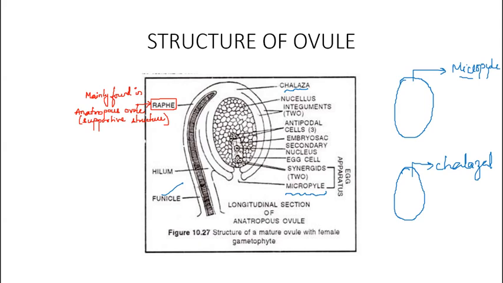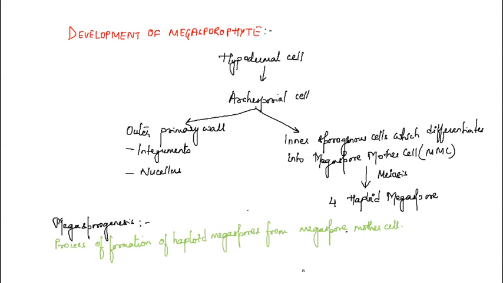Now we need to know about how the megasporocyte develops. This is somewhat similar to what we studied in microsporogenesis. So how does this megasporocyte develop, look here. Same as before, from the archesporial cell only, the megasporocyte will also be developed. This archesporial cell will divide into an outer primary wall cell and an inner sporogenous mass cell, like it happened there. But here the sporogenous mass will differentiate into the megaspore mother cell, which will undergo meiosis and form 4 haploid megaspores. There it formed 4 haploid microspores. Here it is forming 4 haploid megaspores.